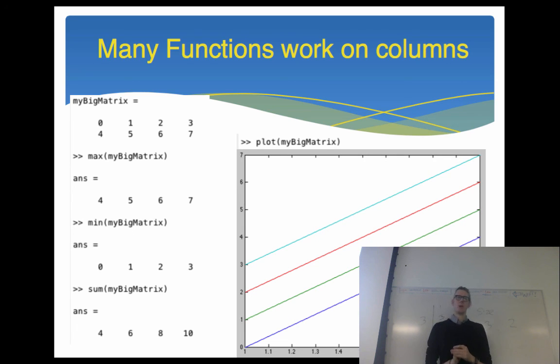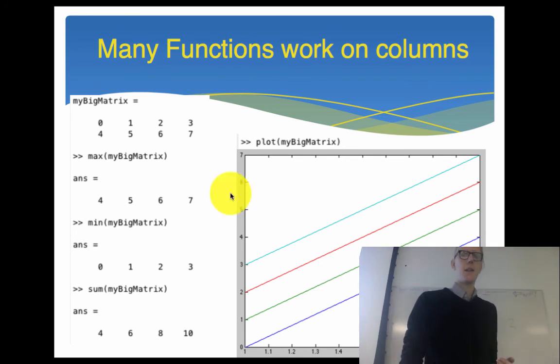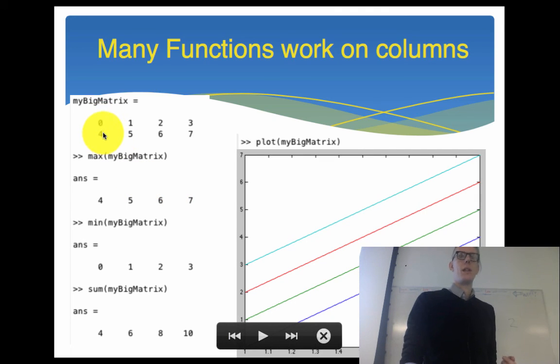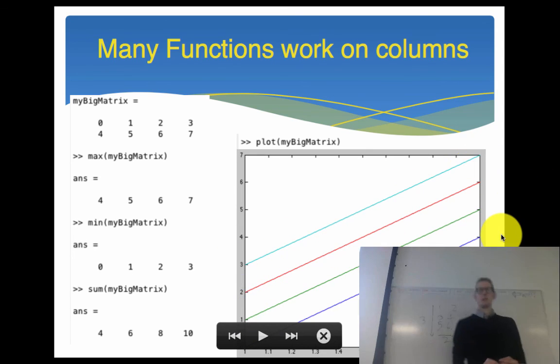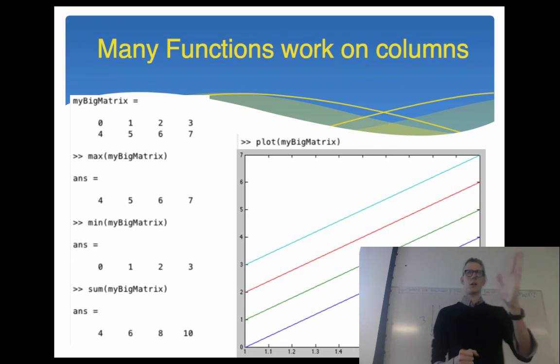Even the plot command works by default going down columns. If you type plot and then in brackets put my big matrix, you should see 4 lines plotted. Those lines are the line from 0 to 4, then the line from 1 to 5, from 2 to 6, and from 3 to 7. So it's automatically plotted each line column-wise. If you had more data points, you would see more interesting lines. But be aware that even the plot command works column-wise, plotting a line for each column in your matrix.